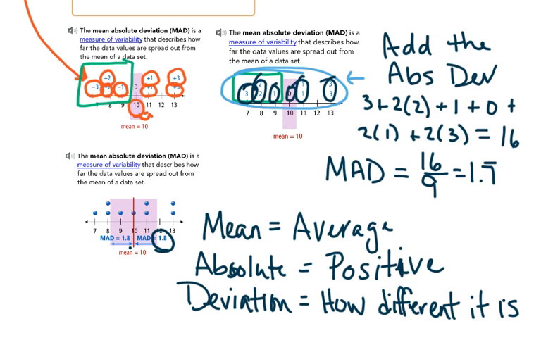So we find out how different it is from the mean. We kind of work our way backwards. How different everything is from the mean. Then you take the absolute value of all of those numbers, and then you find the average of all of those numbers. And that's how you find the mean absolute deviation. Let's take a look at the next page.